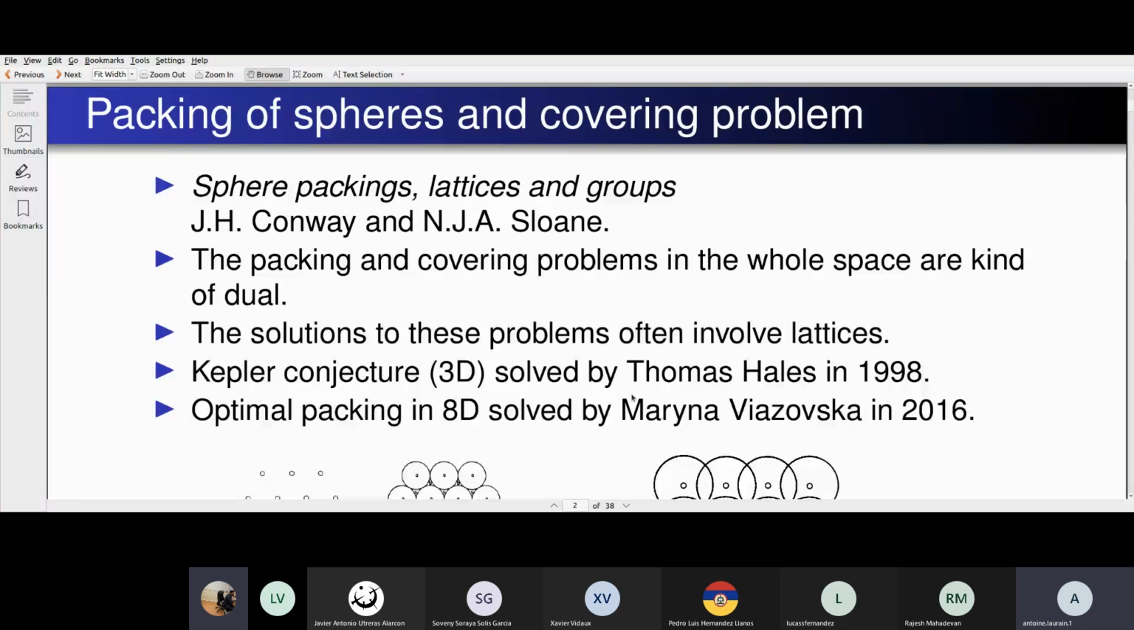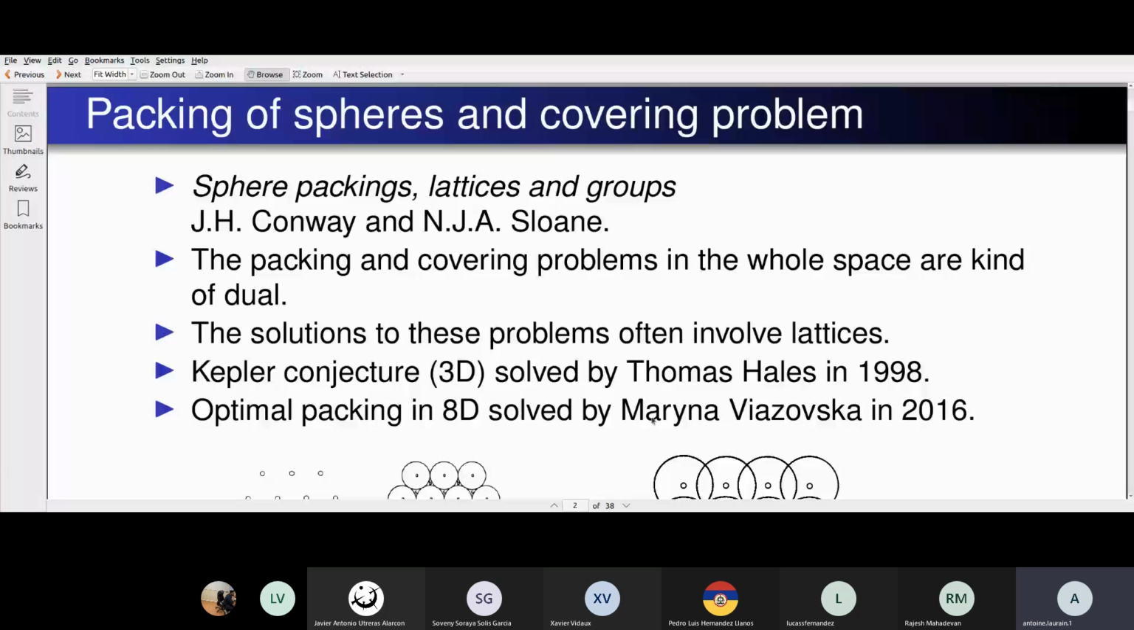For instance, you can see clearly that the configuration on top is worse than the configuration at the bottom, because you have more intersections between the circles. The configuration on top is a square lattice, and the configuration at the bottom is a hexagonal lattice. You can see the position of the points, and the intersections are smaller here.